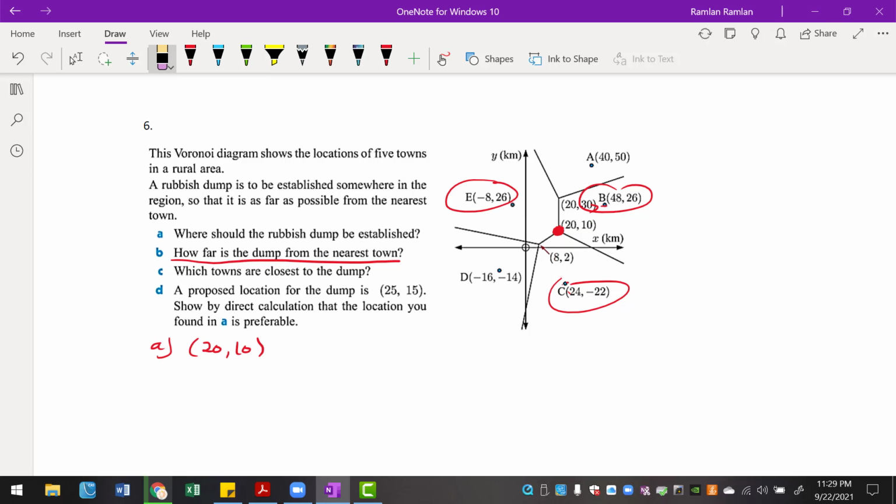In order to find the distance from one point to another point, I'm going to write down the formula here. The distance is the square root of (x2 minus x1) squared, plus (y2 minus y1) squared. So where does this formula come from? This is actually from the Pythagoras formula.